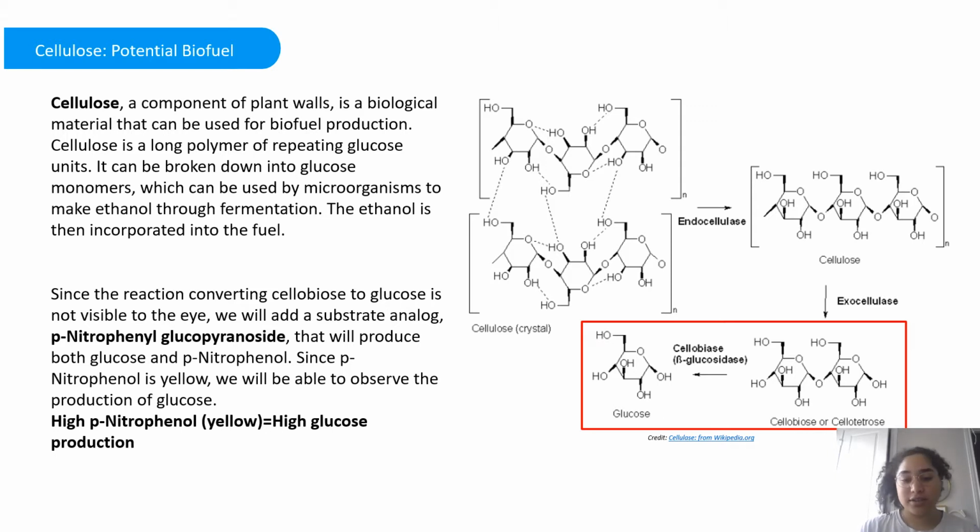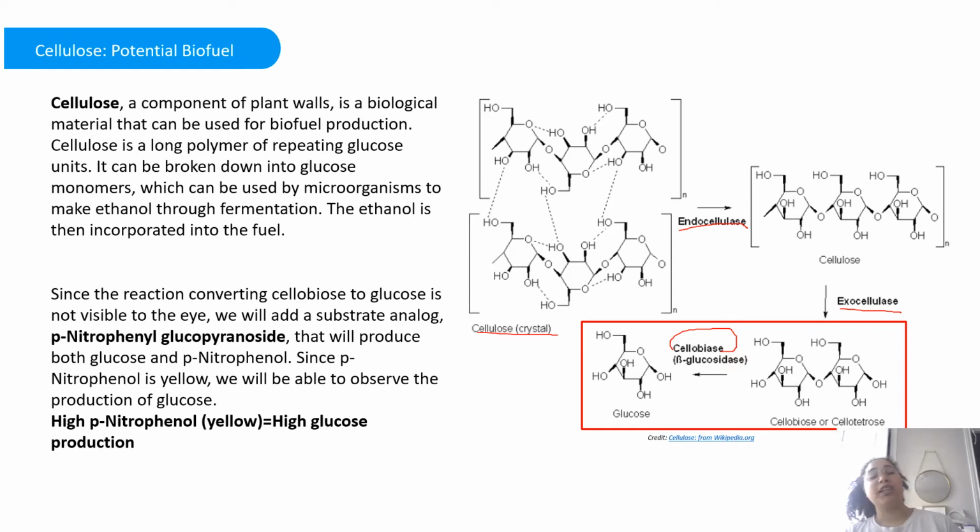Cellulose starts off here, and then it goes through multiple reactions with the enzymes endocellulase and then exocellulase. But what we're going to be looking at today is cellulose undergoing a reaction to glucose using the cellulase enzyme. So we're going to be looking at the product being made, glucose from cellulose.